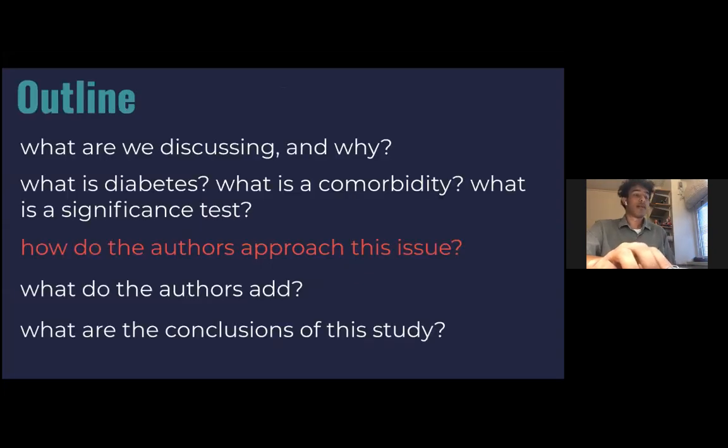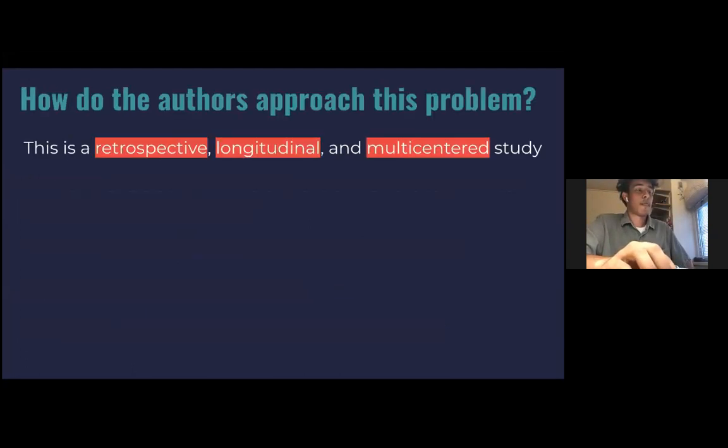Okay. So now I'm going to go into the methodology that the authors use in this paper. So how do the authors approach this issue? Before I get into the exact methodology, I just want to mention that this is what is called a retrospective, longitudinal, and multi-centered study. So what do these words mean?